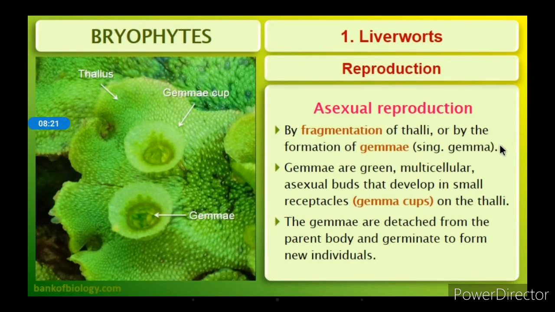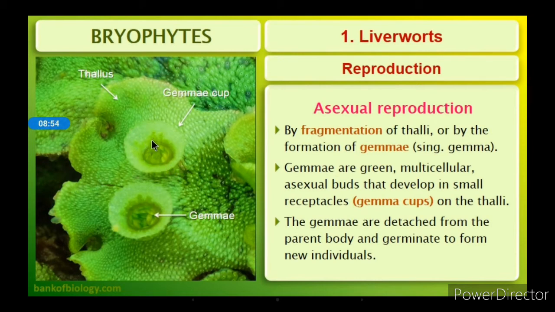Then what type of reproduction is seen in liverworts? Asexual reproduction is by fragmentation of thalli. That means this is the thallus region. If this thallus breaks into pieces, wherever it falls, it will give rise to a new one, that is by fragmentation, or by formation of gemmae. What are gemmae? Here you can see a cup-like structure arising from the thallus, right? These gemmae are green multicellular asexual buds that develop in small receptacles.